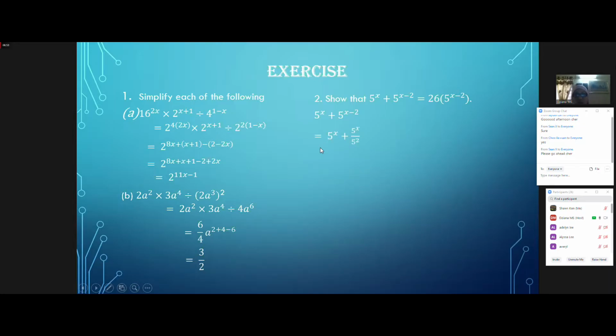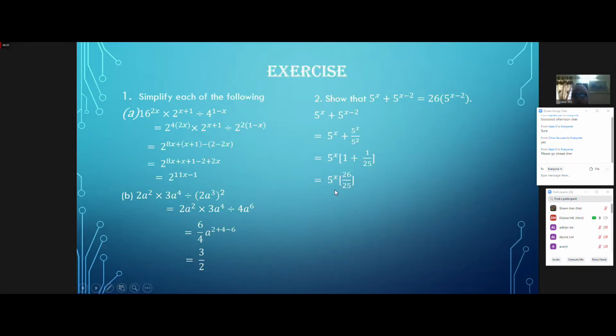So it is 5 to the power of x plus 5 to the power of x over 5 squared. Now, this one I can factorize. I have 5 power of x for both terms. So I take out 5 power of x, I factorize, and for the first term is 1. For the second term is 1 over 25 because 5 squared is 25. Is it okay?